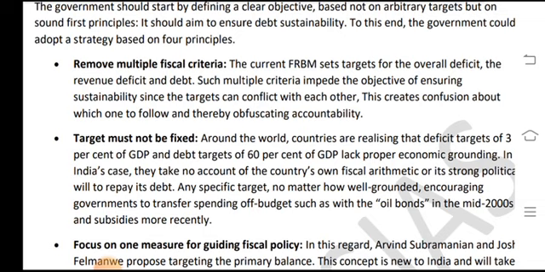Targets must not be fixed arbitrarily. Around the world, countries are realizing that a deficit target of 3% of GDP and a debt target of 60% of GDP lack proper economic grounding.